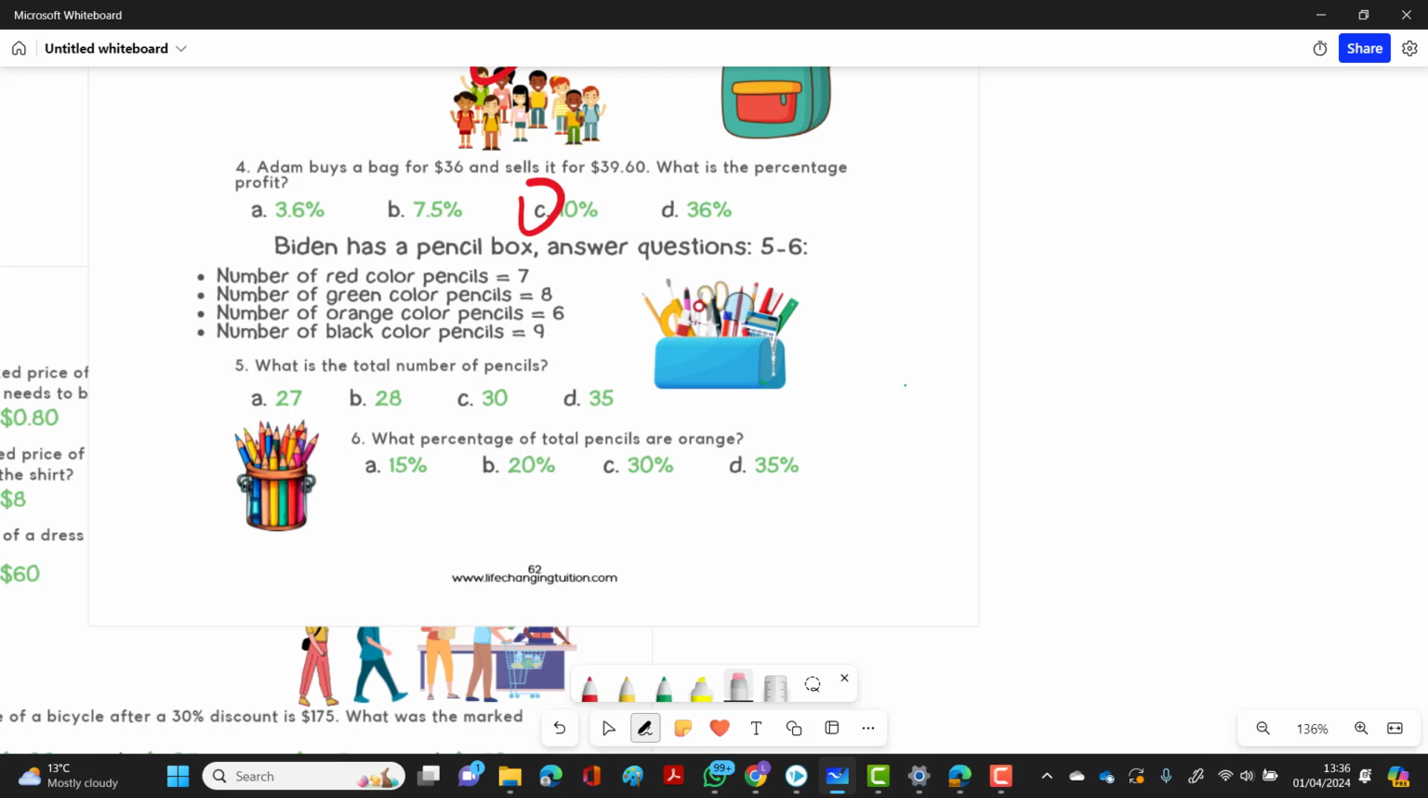Now this is for answering questions 5 and 6. Biden has a pencil box. What's the total? Red, green, orange, and black. So you add them all up: 7, add 8, add 6, add 9 equals 30. So number 5 is an easy one: 30.